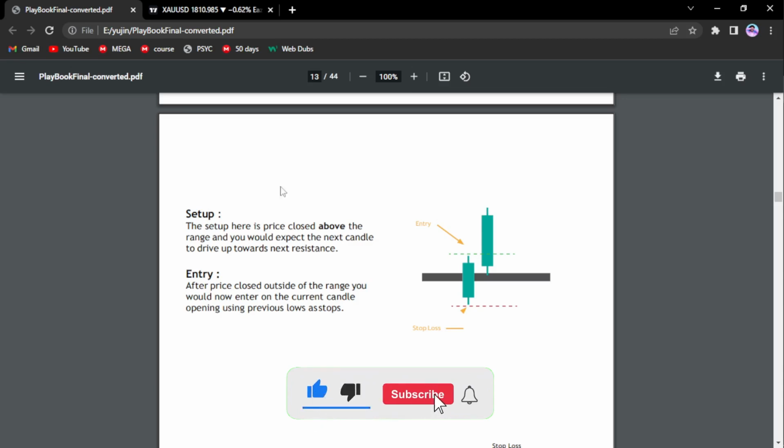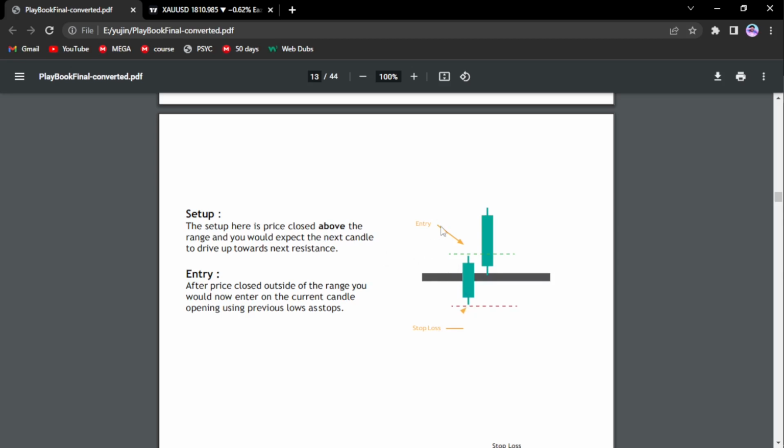So this is the first setup. When you have your zone, or your area of interest, and price closes above the range, you will expect the next candle to drive up towards the next resistance or the next point of interest. So that is the setup. The closure above this range is your setup.